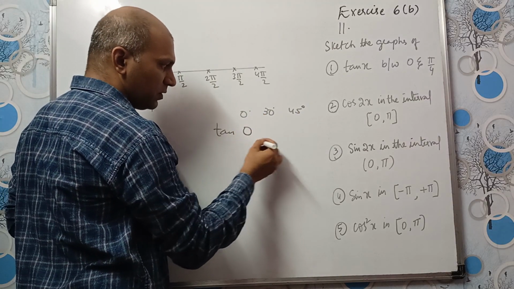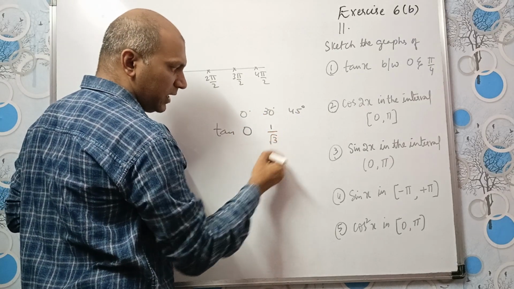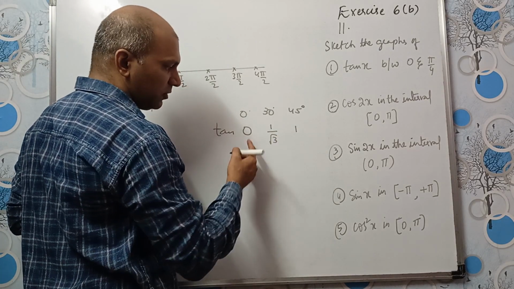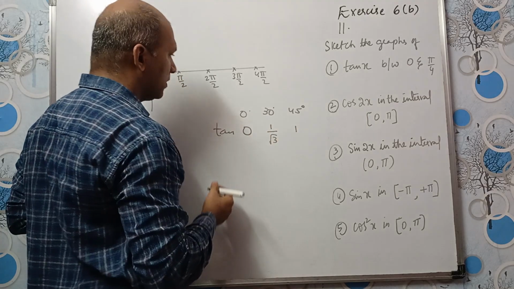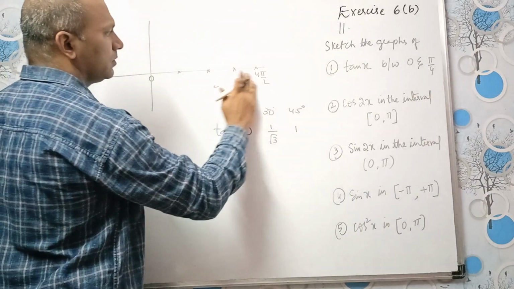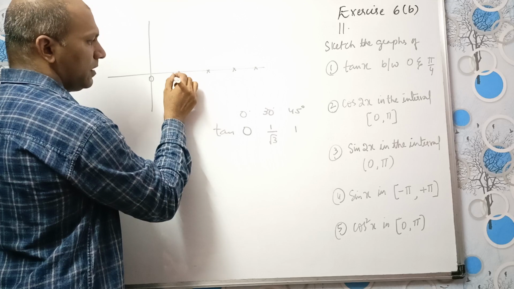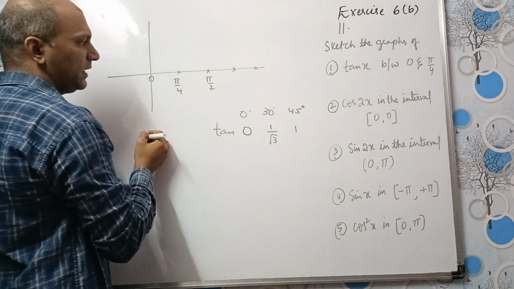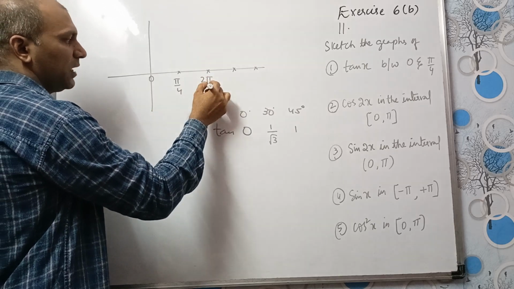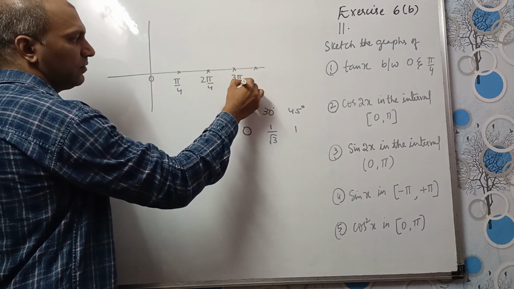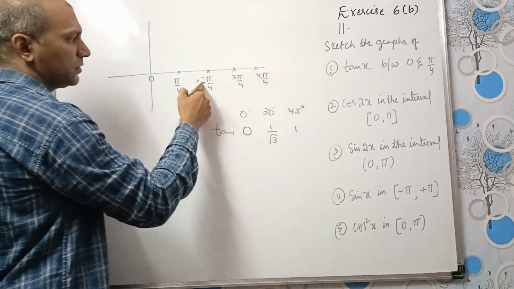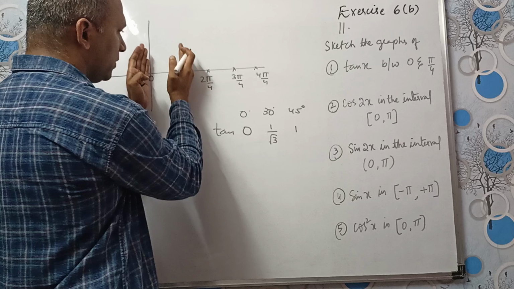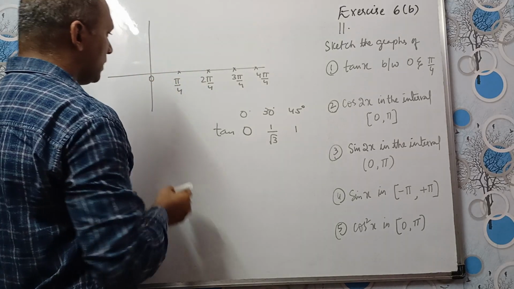Okay, tan 0 is 0. This is 1 by root 3 and this is 1. I hope this is clear. 0, 1 by root 3 and 1. So, let us take pi by 4 here. This will be pi by 2. Or we can write 2 pi by 4. This is 3 pi by 4. 4 pi by 4. So 2 pi by 4 is equal to pi by 2 only, right? But we need not draw the graph till here. We need to draw till pi by 4 only, right?